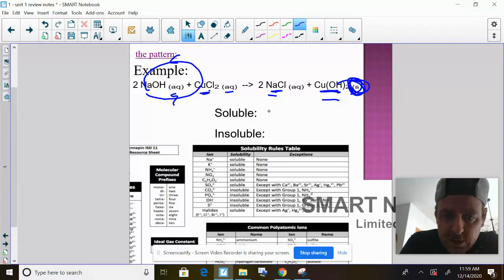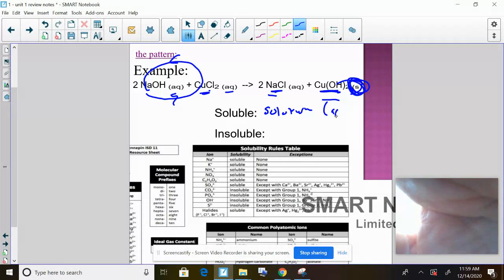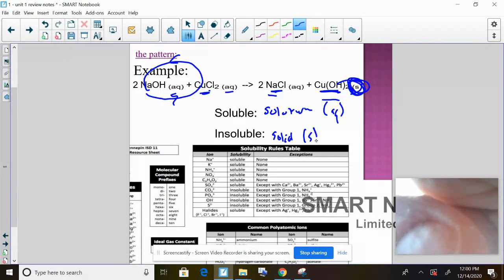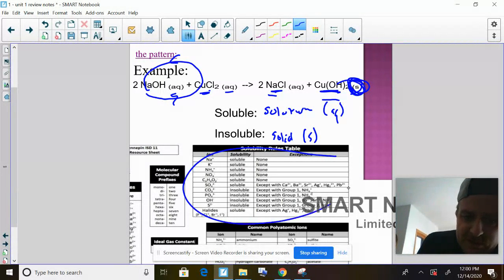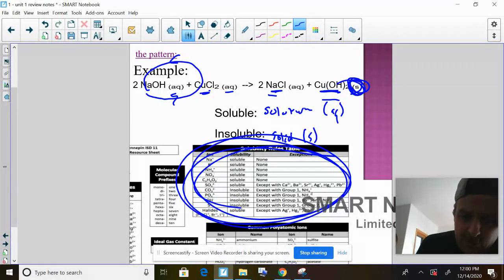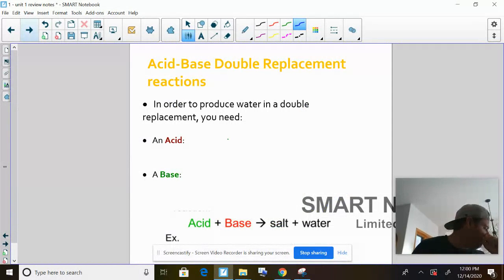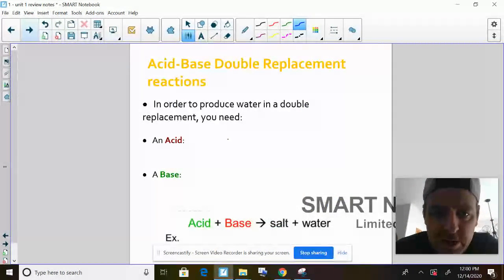Soluble means that it's in solution, which also means that it's aqueous. Insoluble would mean that it's a solid, and that it's gas. We'll talk about the logistics of this table on the backside of your periodic table tomorrow. But the moral of the story is that double replacement is that. All righty.